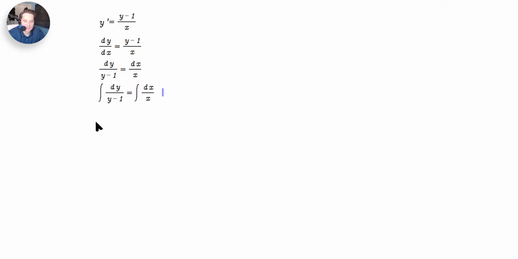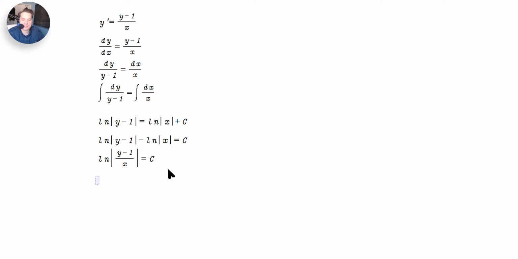Now on the left side, the antiderivative there is just ln of the absolute value of y minus 1. On the right side, that antiderivative is just equal to ln of the absolute value of x plus c. Now, it may not be obvious how to proceed from here. Well, one thing you can do is ln of |y minus 1| minus ln of |x| equals c. That's allowed. And then you can use the property of logarithms that says it's ln of |y minus 1| over x equals c.